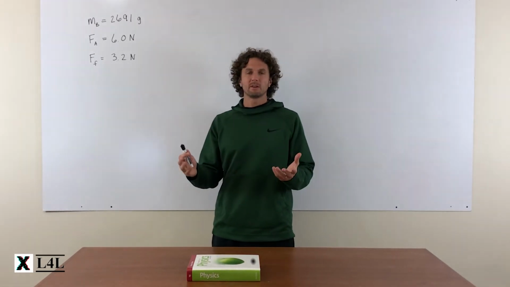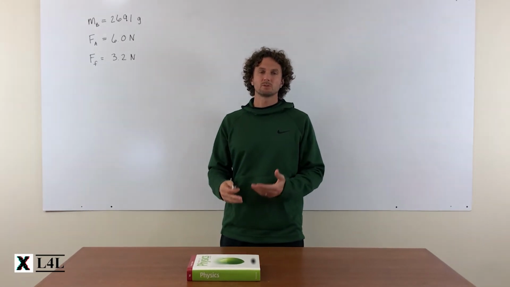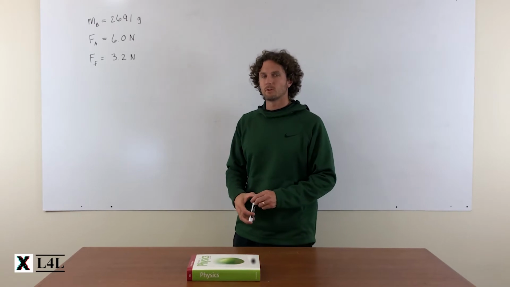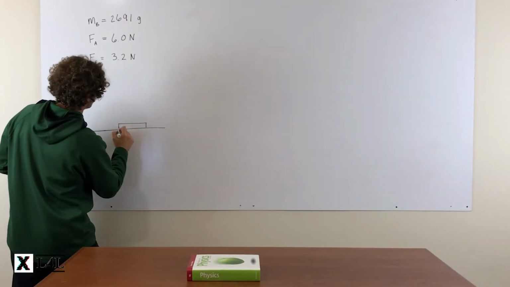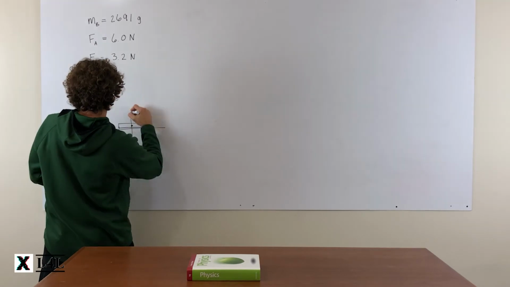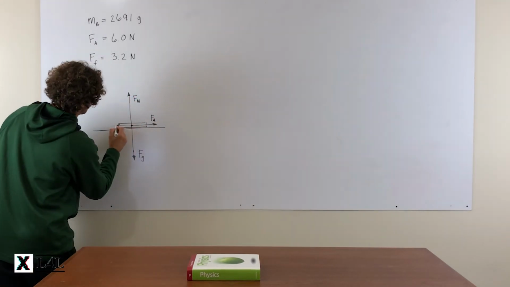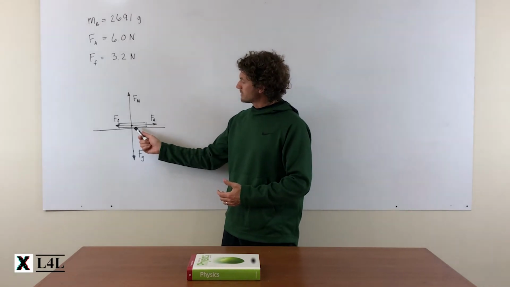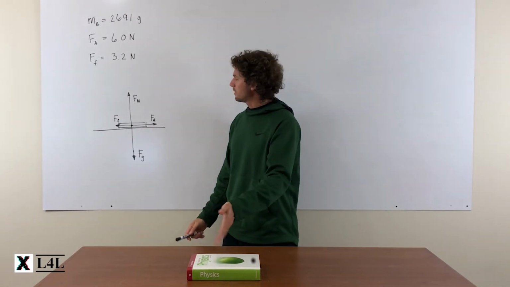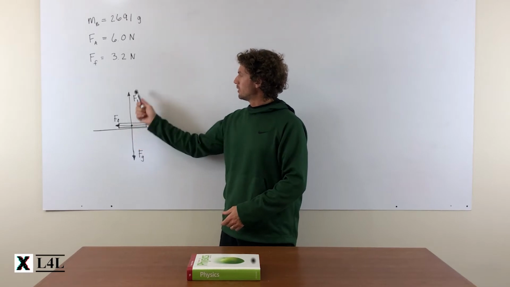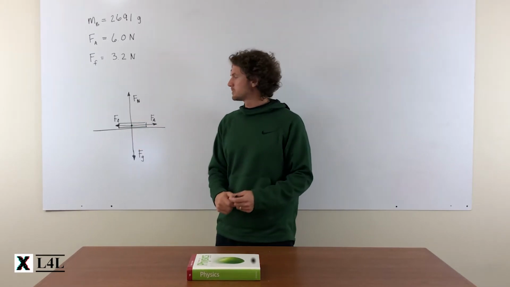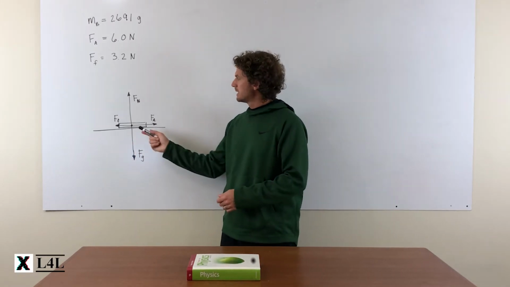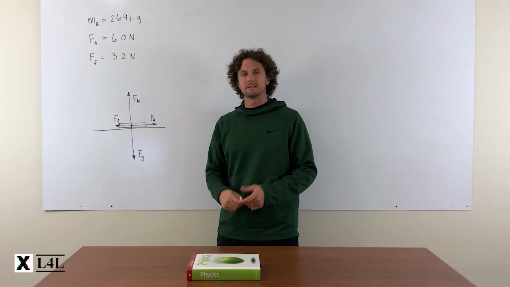Now, after you've identified the known variables, the next thing you do is draw out the free body diagram. See if you can try and do this on your own. Alright, so we have our force of gravity acting straight down on the book towards the center of the earth, the normal force from the table pushing back up, supporting it. We have the force applied pushing in the positive x direction, and the force of friction is opposing that.